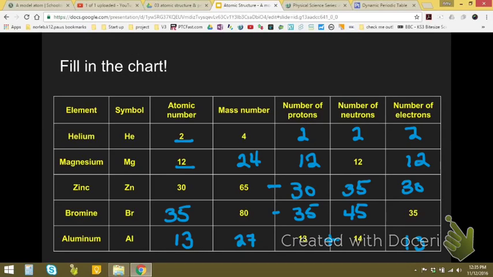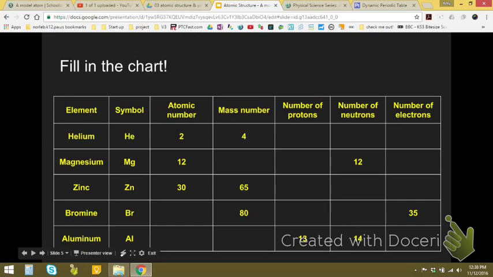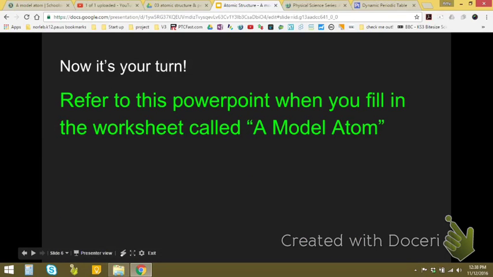Hopefully that helps you out a little bit. It's your turn now. You can always refer back to this particular demonstration while you're working through the worksheet called A Model Atom. And in that, you are going to continue working through this type of puzzle. If you have questions, please let me know.